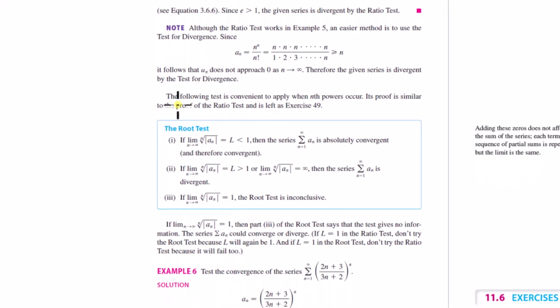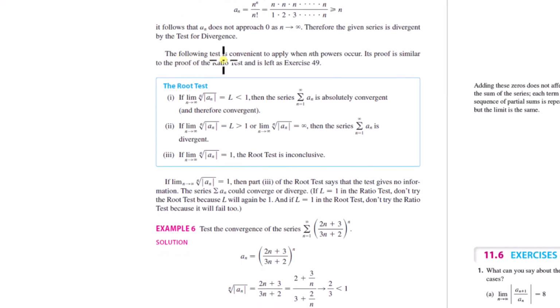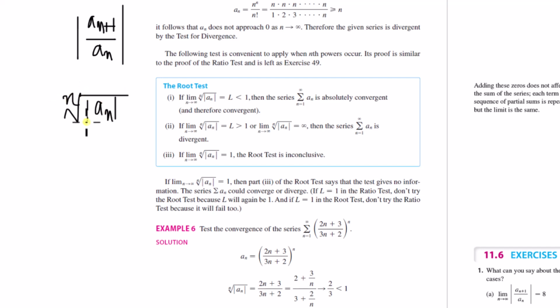All right. The following test is convenient to apply when nth powers occur. So we're talking about the root test now. Its proof is similar to the proof of the ratio test and is left as an exercise in exercise 49. Okay, the root test. What they're saying here is that instead of taking the absolute value of a sub n plus 1 over a sub n, you're just going to take the absolute value of a sub n and then take the nth root of all of that.